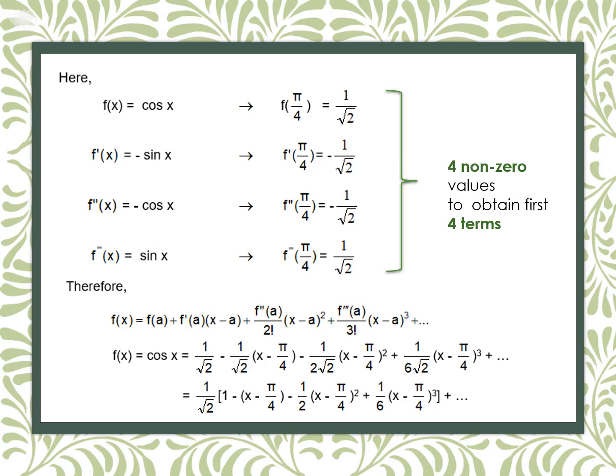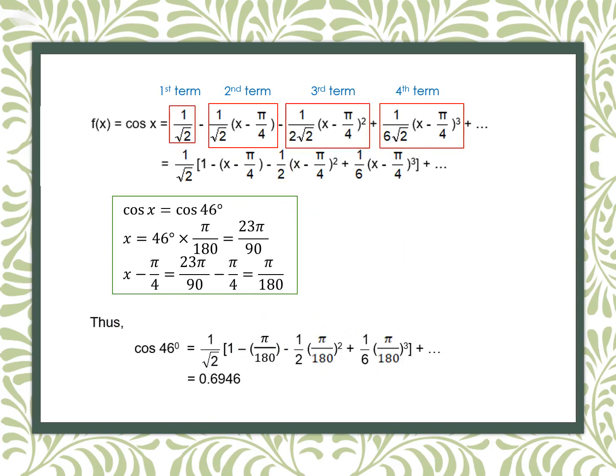You will obtain the expansion of cos x up to 4 terms, that is, cos x equal to 1 over square root 2 minus 1 over square root 2 multiplied with x minus pi over 4, minus 1 over 2 square root 2 multiplied with x minus pi over 4 squared, plus 1 over 6 square root 2 multiplied with x minus pi over 4 to the power of 3, plus so on. The first 4 terms of cos x are shown as follows.